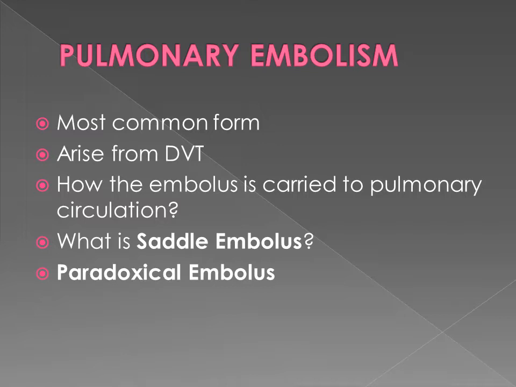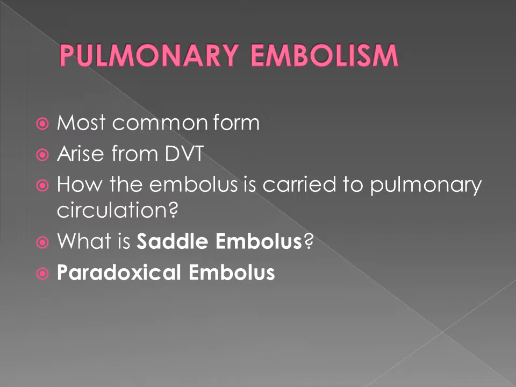Two important types of embolism are written here: saddle embolism and paradoxical embolism. First, I'll tell you about the paradoxical embolism. Saddle embolism we'll discuss along with the next slide. When we say some embolus is paradoxical, it refers to an embolus that is carried from the venous side of the circulation towards the arterial side of the circulation.